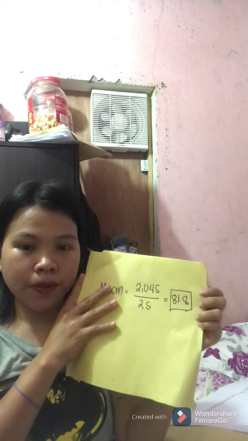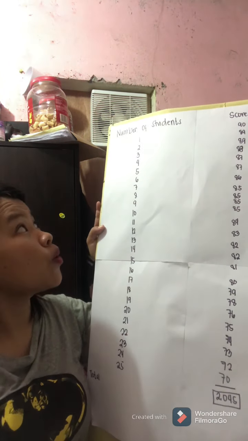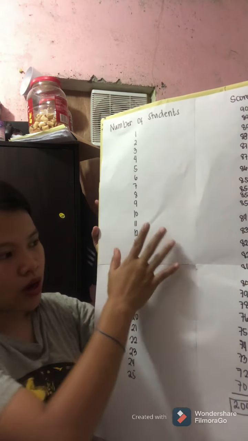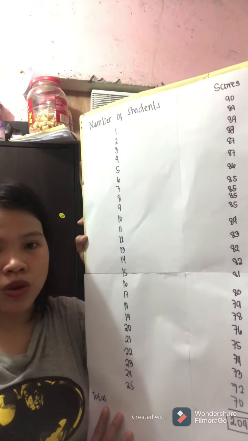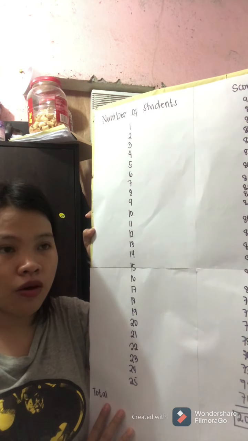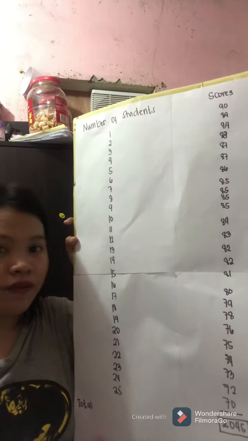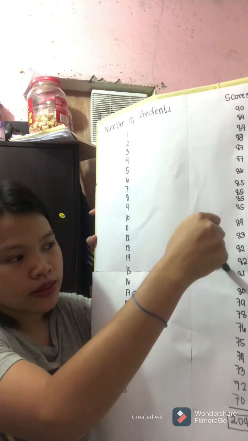So let's continue on how to get the median. In order to get the median, let's know first how many students we have. So we have 25 students. To get the median, let's first know what is the middle of the 25. The middle of the 25 is 13. So we are going to count 12 from up to down.